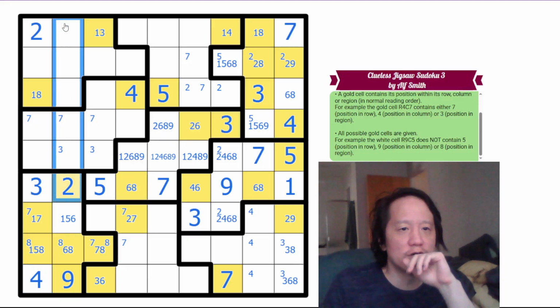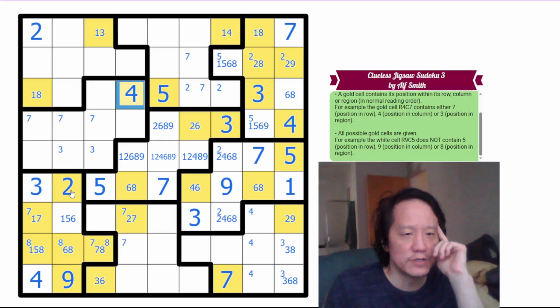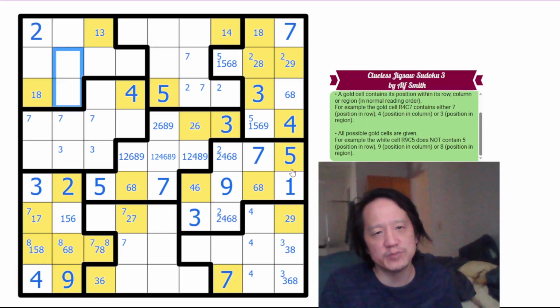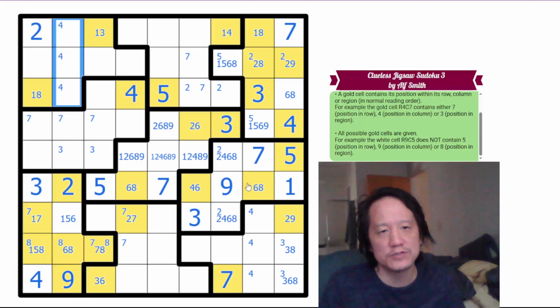Where's the 4 in column 2? It cannot be here because of 4 in the region. Can't be here because of the way that the gold and the white regions worked. So it must be one of these 3 cells.